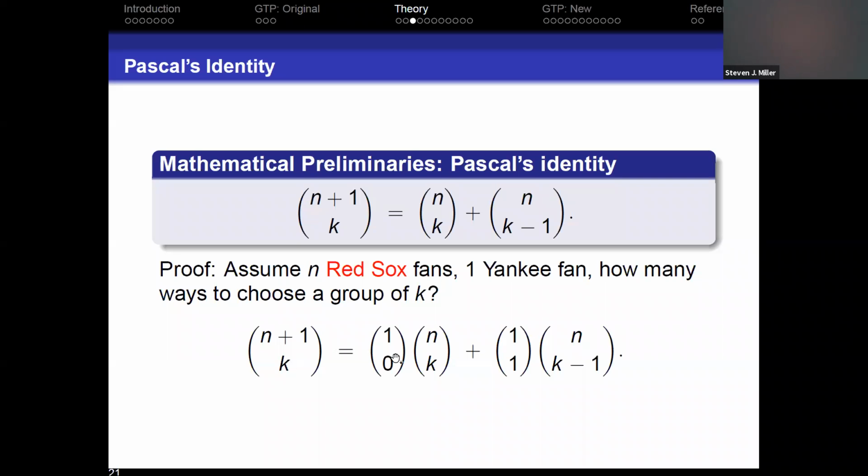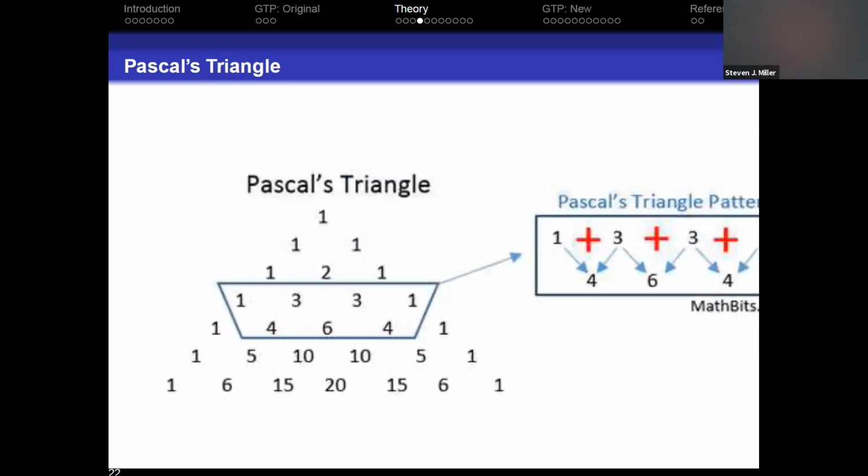If I'm in the fortunate situation where I only have Red Sox fans, it's going to be 1 choose 0. I have a Yankee fan, I choose not to take them. And now to get k people in total, I have to choose k Red Sox fans, so it'll be n choose k. Or I could choose the Yankee fan, 1 choose 1, and now of the n Red Sox fans, I can only choose k minus 1 because I want to have a group of size k when I'm done. Since 1 choose 0 is 1 and 1 choose 1 is 1, this is just the claimed formula above. So this is a way to prove Pascal's identity by telling the story.